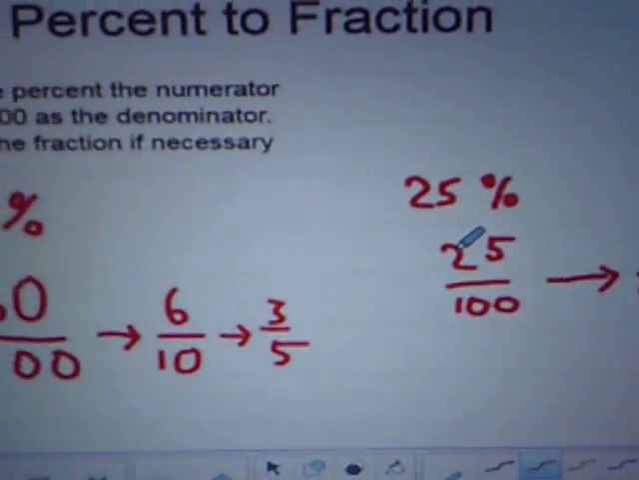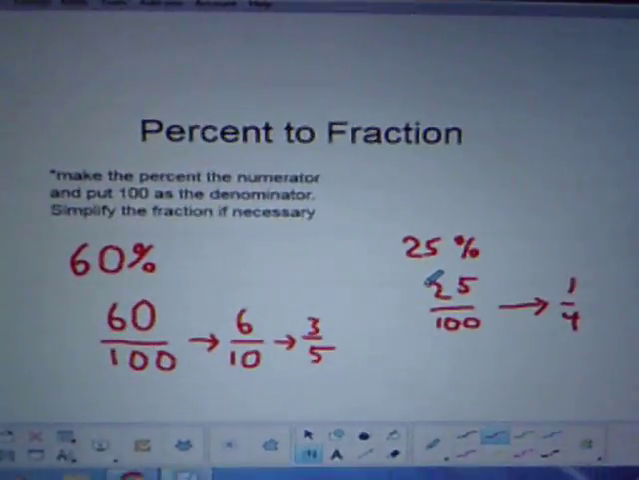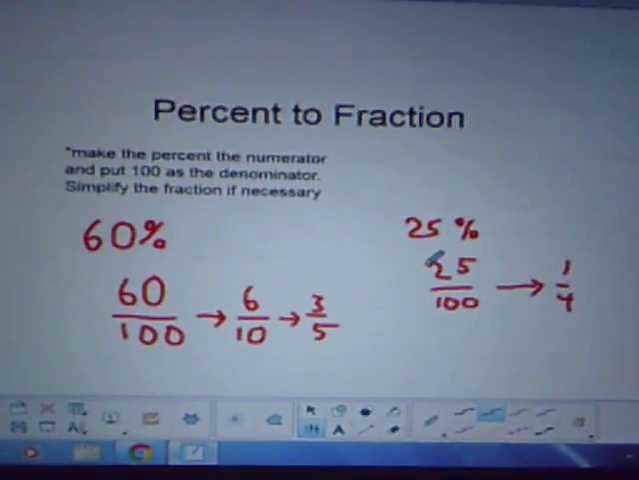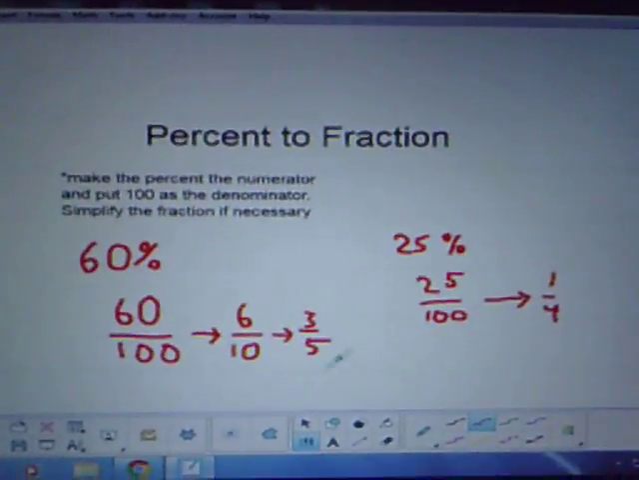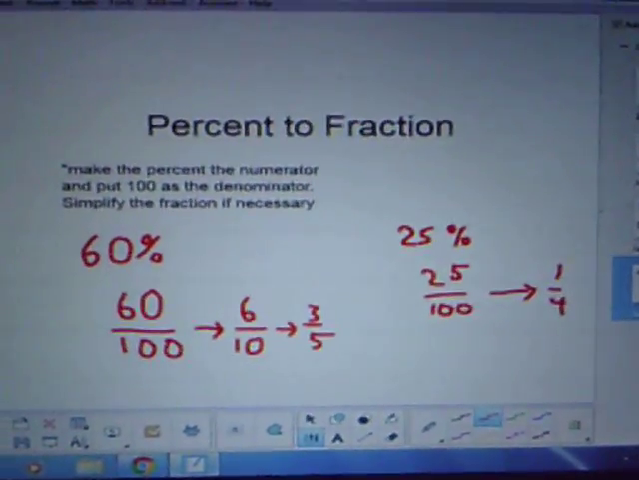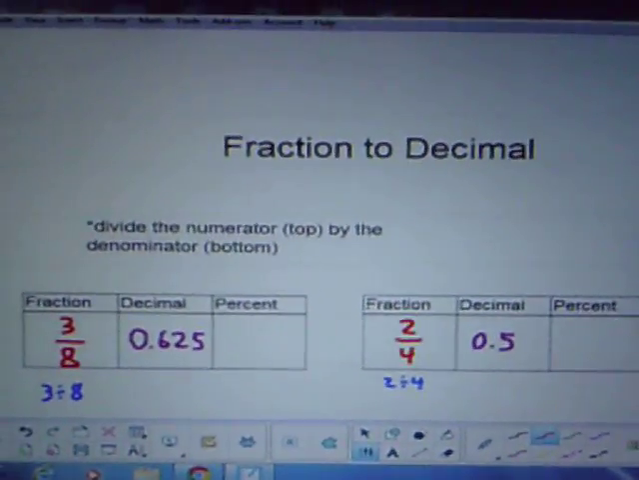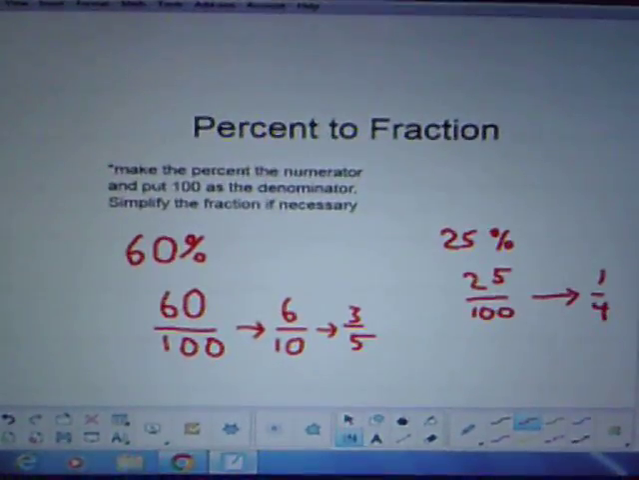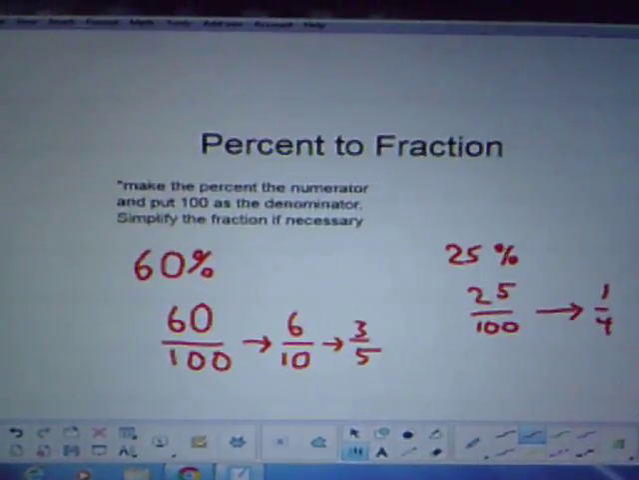Okay, so now you know how to convert 3 ways: from a fraction to a decimal, from a decimal to a percent, and then from a percent to a fraction. Let me know if you have any questions.